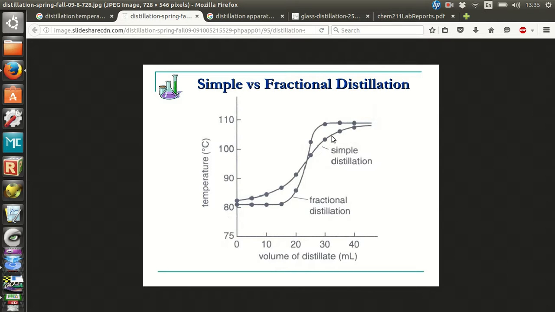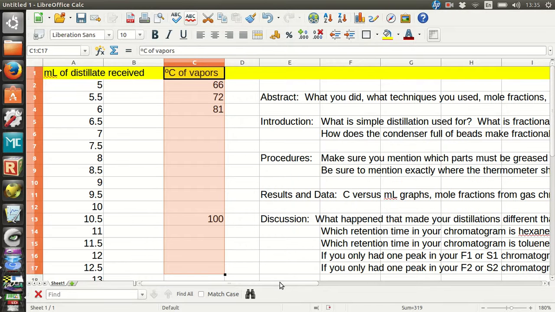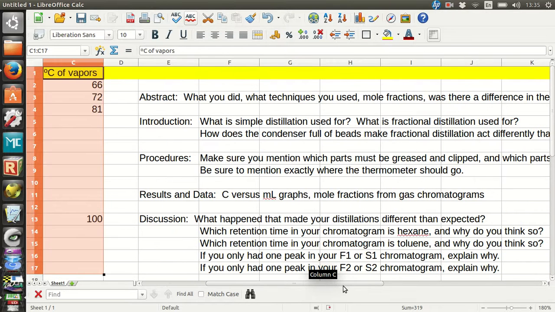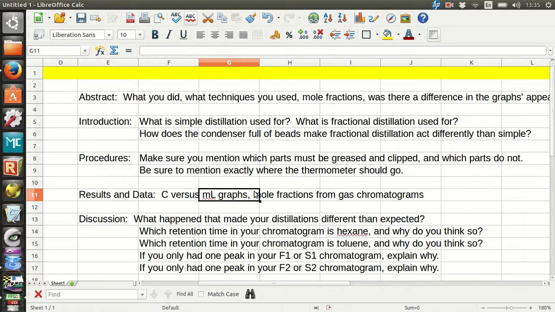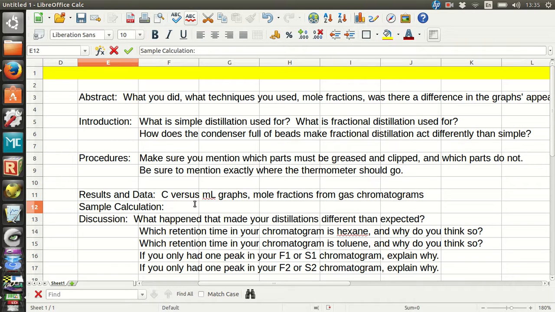You must tell me that this is the simple distillation, and that this is the fractional distillation. Those are the graphs that you must post in your results and data section. Also, please show me the mole fractions from gas chromatograms. For that, there's going to be a sample calculation. Please show me that you know how to calculate the mole fractions from your gas chromatograms.